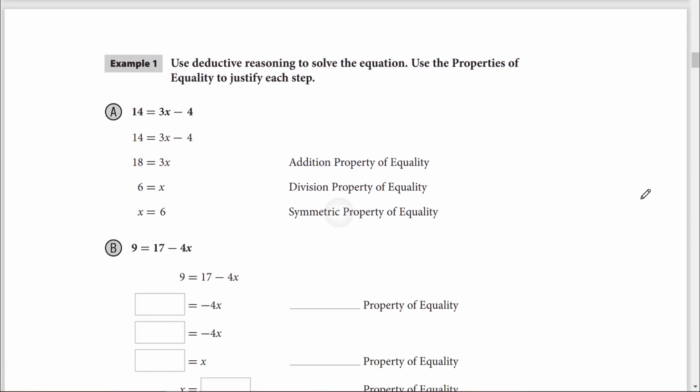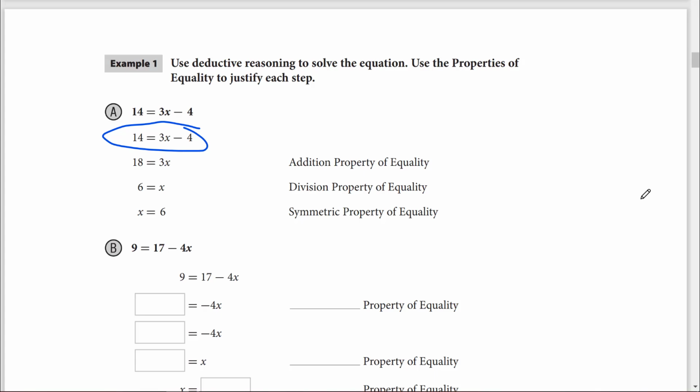So why do we use those? Well, we're going to use them as rules to help us prove something. So we can see in example A, they gave us this equation, and we want to use deductive reasoning, so use our rules, our properties, to solve for x.